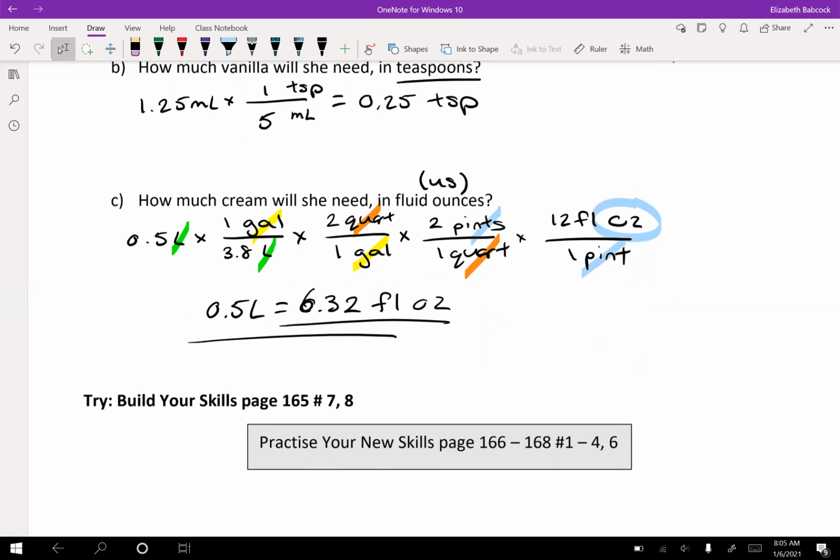Okay. That was probably more confusing if you do it all at once, but you can break it down and do each one. Do your liters to gallons, get the answer. Then do your gallons to quarts, get the answer. Then do your quarts to pints, get the answer. And then do your pints to fluid ounces and get your final answer.